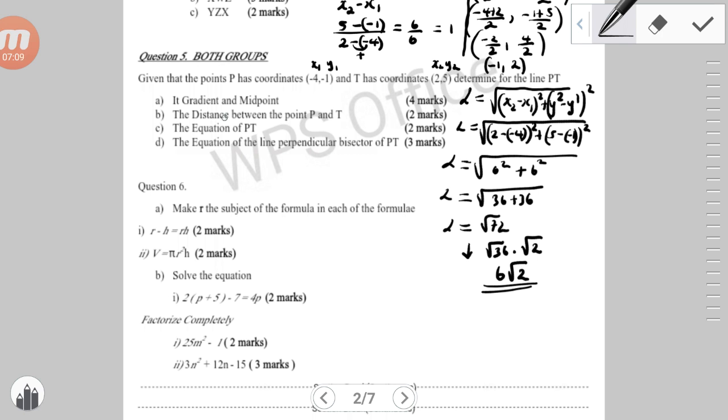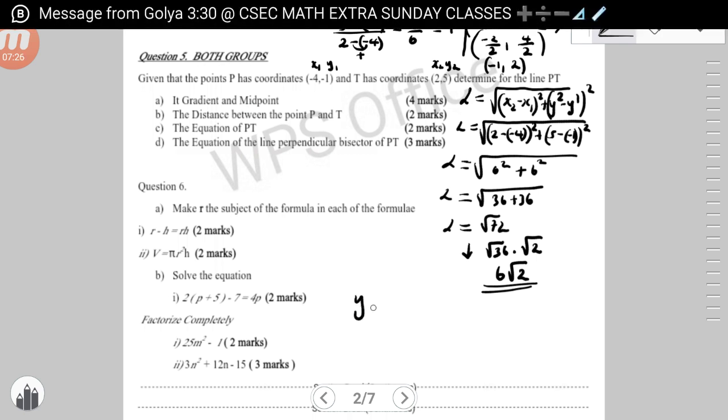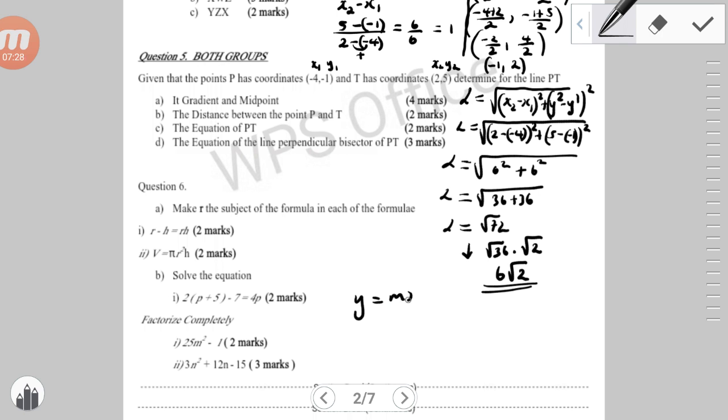Okay, all right, so that takes care of that answer there. We're expecting the answer to be about 8 point some change. Okay, the equation of PT. We know that the equation of a line implies that y is equal to mx plus c. I'm looking for the equation of PT, so we would have already had the gradient of PT, which we had worked out here to be 1. So m here would have been equal to 1 already, and we would have had an x ordinate value and a y ordinate value.